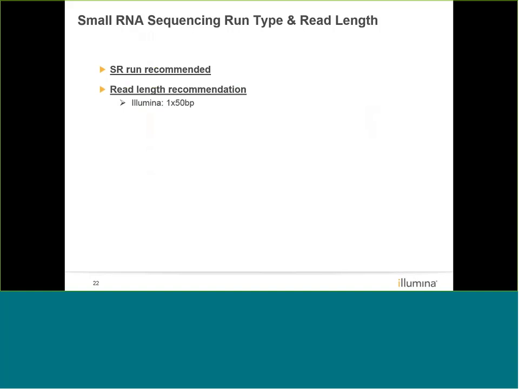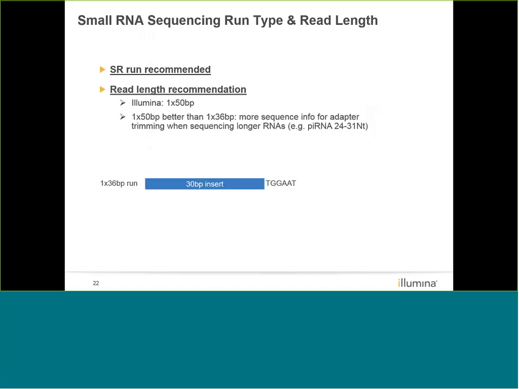For the read length, we recommend doing a 1x50 base pair run for small RNA libraries prepared with the TruSeq Small RNA Kit. We recommend 1x50 over 1x36 base pair, and that's because this will give us more sequence information for adapter trimming when sequencing longer RNAs. And let me show you a diagram here. So let's assume your small RNA insert is about 36 base pair long, and we're doing a 1x36 base pair run. So that leaves you with 6 base pair of adapter sequence.